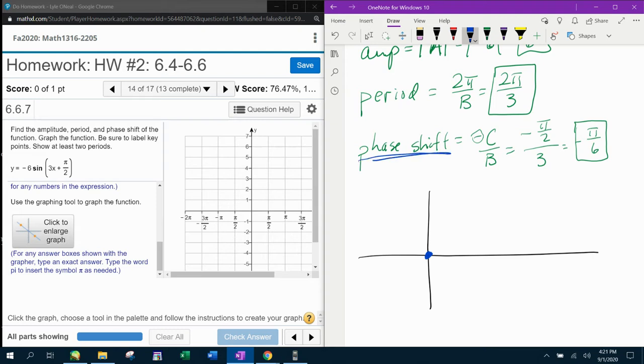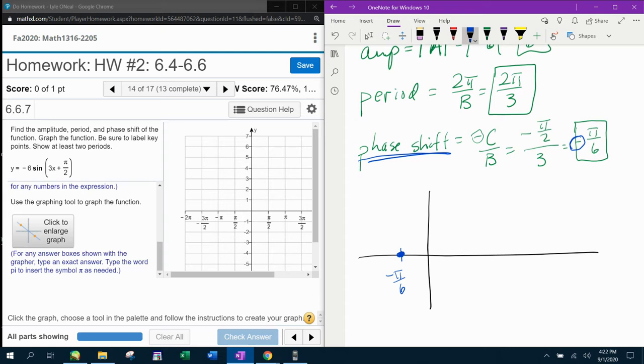Step number 2 is the phase shift. If you have a phase shift, you have to deal with it now. Our phase shift is negative, so this starting point is going to shift to the left a pi over 6. So we're going to erase that starting point, and shift it to the left. It's no longer going to be at the origin. Now we're going to start at negative pi over 6, still on the x-axis, but the phase shift has to be dealt with at step number 2, okay?